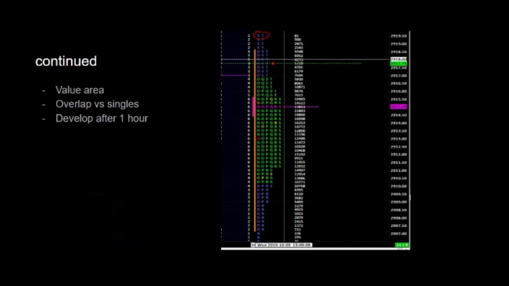Let's see. Yeah, so a majority of business is done in something called a value area, which is represented by these green letters. And this value area accounts for 70% of the volume on the day. So anything outside of this value area, these blue areas, they are considered out of value, and they're basically extreme areas on the range.